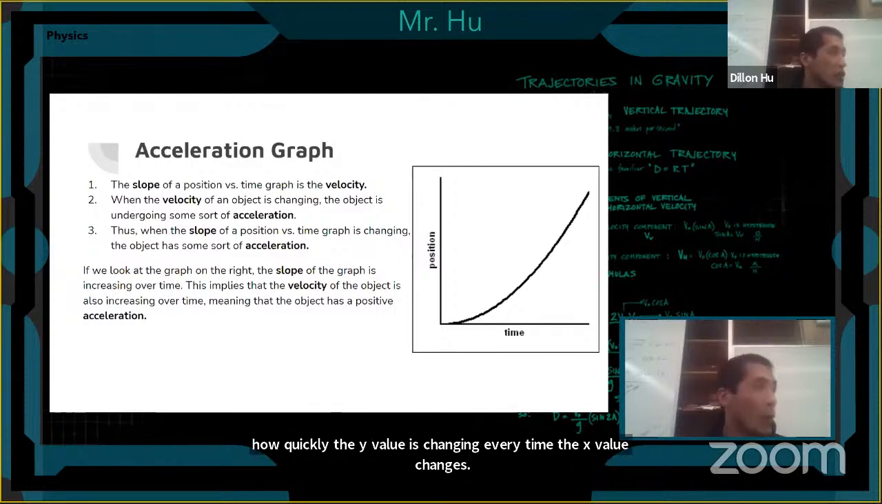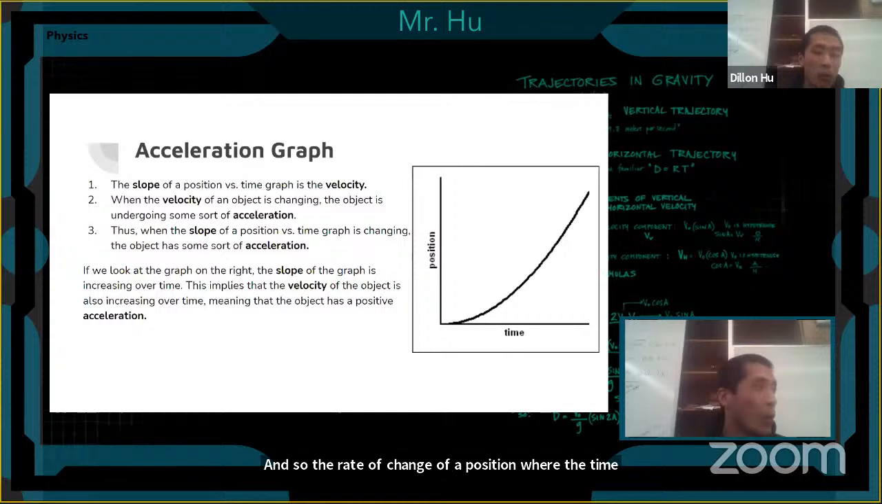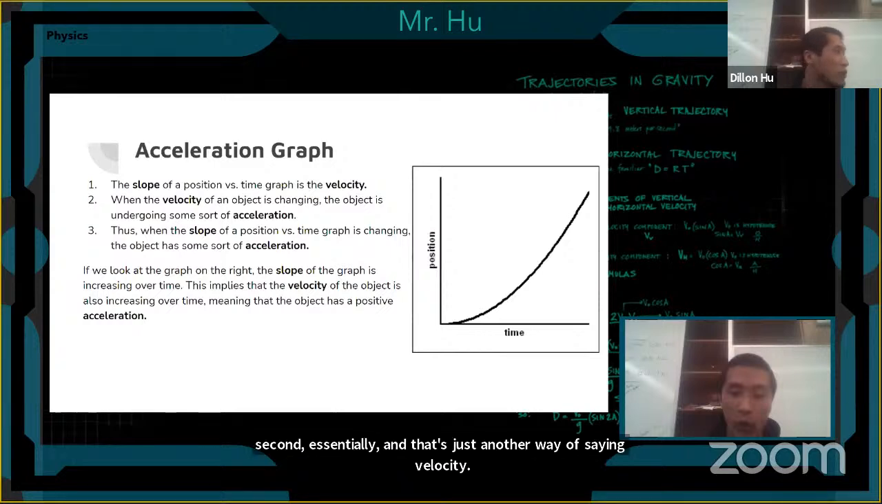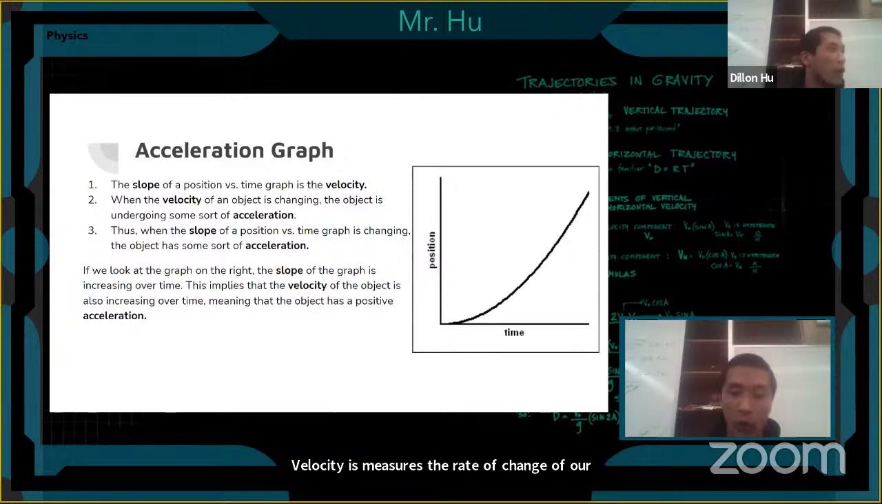And so the rate of change of a position versus time graph tells us how much the position changes every second, essentially. That's just another way of saying velocity, right? Velocity measures the rate of change of our position over our time. And so that means that our velocity is the slope of our position versus time graph. When the velocity of an object is changing, that means the object is undergoing some sort of acceleration.